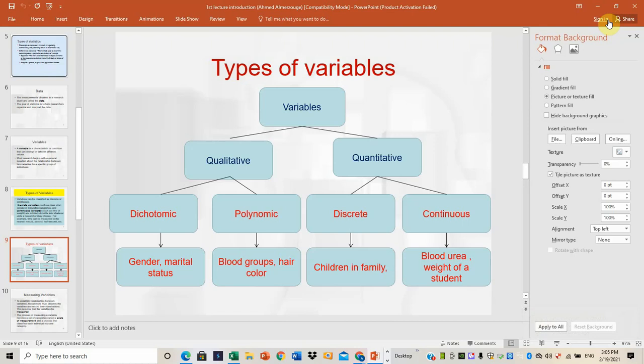While the quantitative variable is either discrete or continuous. Discrete, like children in a family. They got 3 children, 4 children, 5 children, 1 child, no children. While continuous, like blood urea, weight of a student, height of a person, distance of a city, speed of a car, and so on.